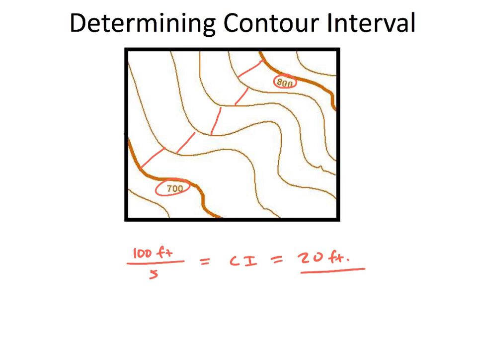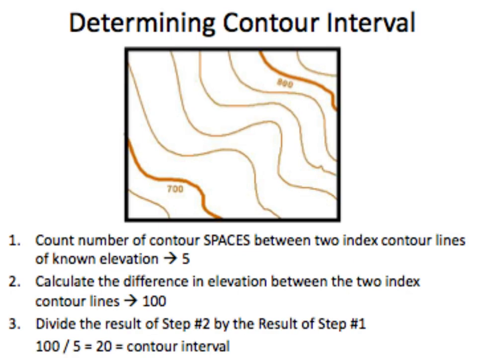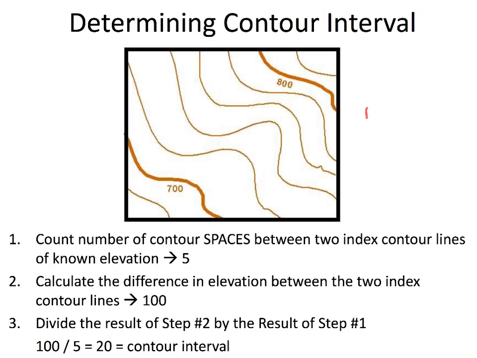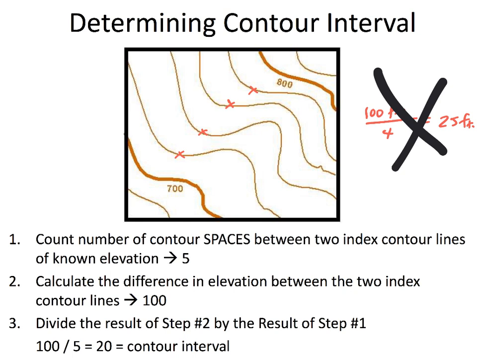Hopefully that makes sense. Here's a much more elaborate explanation of how to do that. One thing that I find is the most common error here is people take this elevation change between index lines of 100 feet and they divide that by the number of lines between those index lines. 1, 2, 3, 4. And if you did that, you'd get 25 feet. Now, that is notably the wrong answer. So make sure you're dividing it not by the number of lines, but notably by the number of actual contour intervals, not 4, but 5.